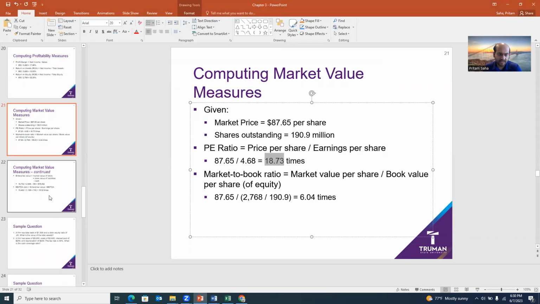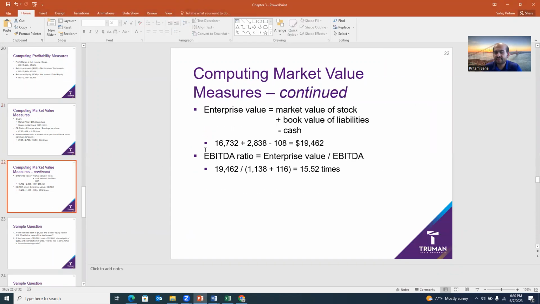Now, another market value measure proxy is the EV to EBITDA ratio. EV means enterprise value, over EBITDA. EBITDA is earnings before interest, tax, depreciation, and amortization. You know what EBIT is, right? If you add depreciation and amortization to EBIT, you get EBITDA, okay?